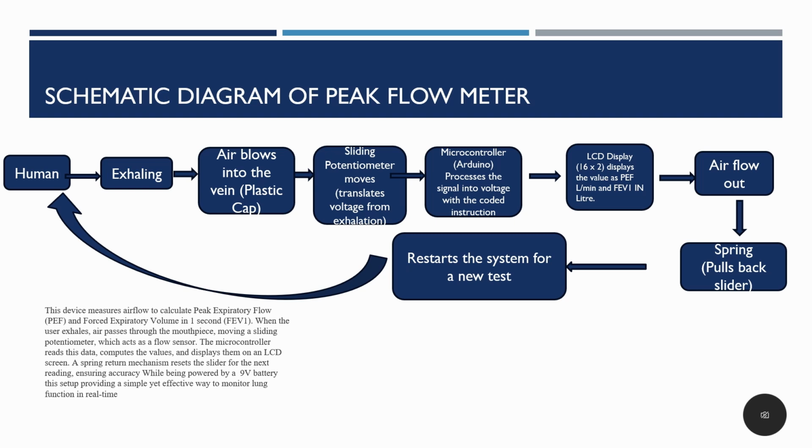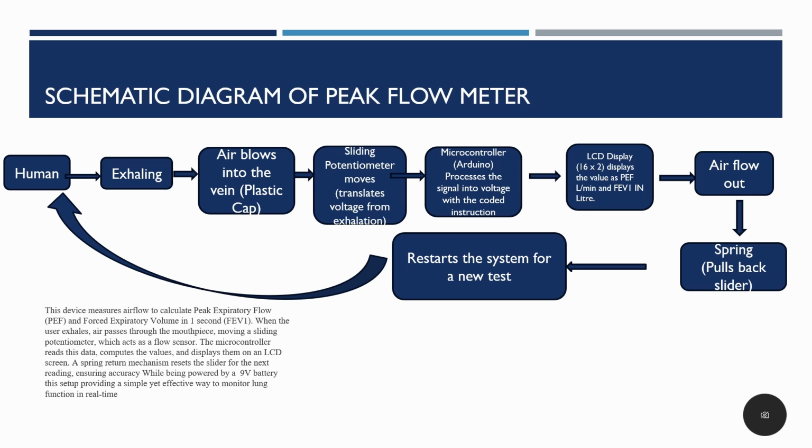This voltage is read by the microcontroller through an analog pin. The microcontroller, which in this case is the Arduino, then processes the signal using programmed code, converting it from analog to digital output, which is displayed on the LCD screen as the flow rate.